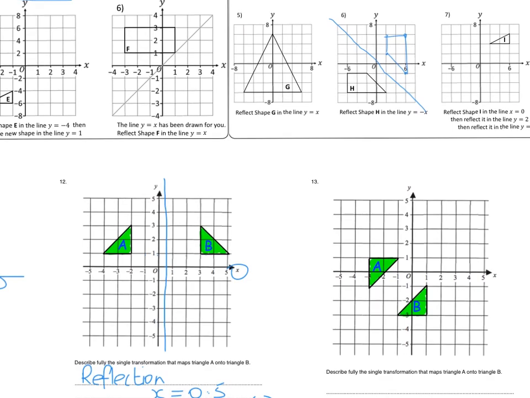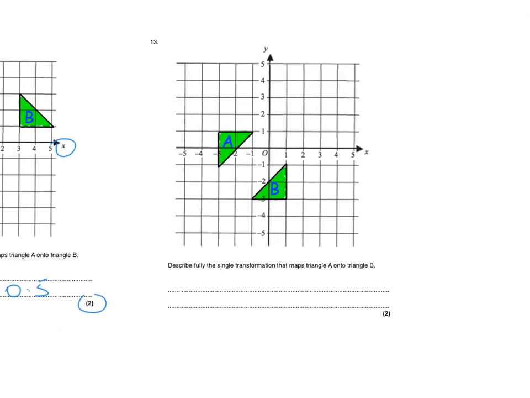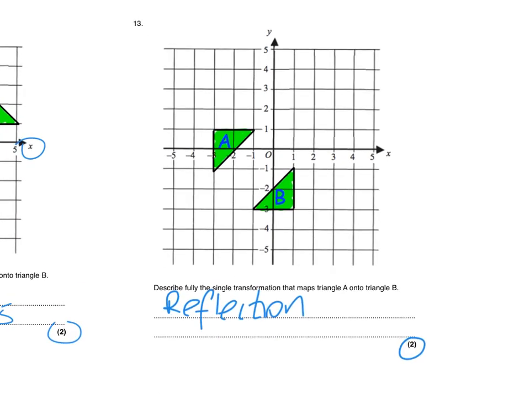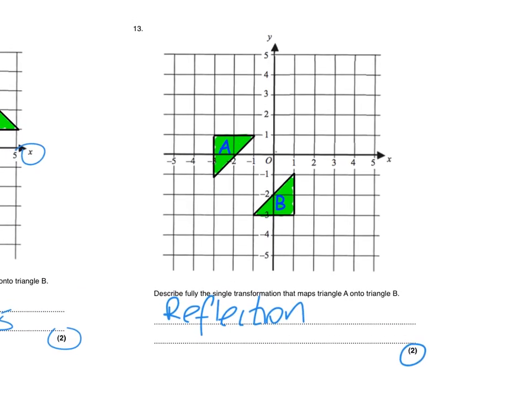And you could also be asked to describe one of these, okay? So again, it's still only worth 2 marks, even though it's a slightly more difficult one. It's still a reflection. I'm going to draw on my line of reflection, so that's it there. And because that's going up the way, it's got a positive gradient. It's y equals x.